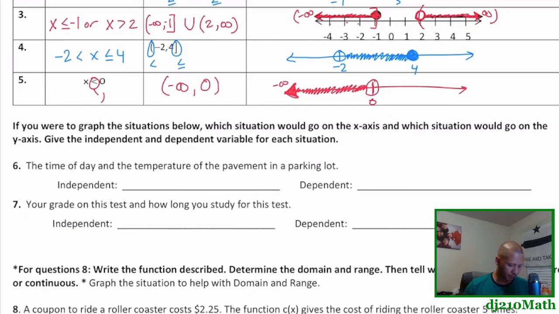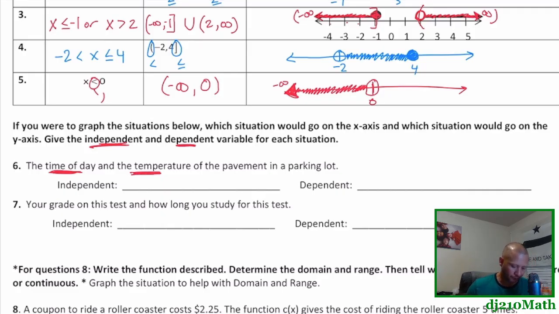All right. If you were to graph the situations below, which situation would go on the x-axis and which situation would go on the y-axis? Give the independent and dependent variable for each situation. So remember, the independent variable does what it wants, and the dependent variable depends on the independent variable. So here we have time of day and the temperature of the pavement of the parking lot.